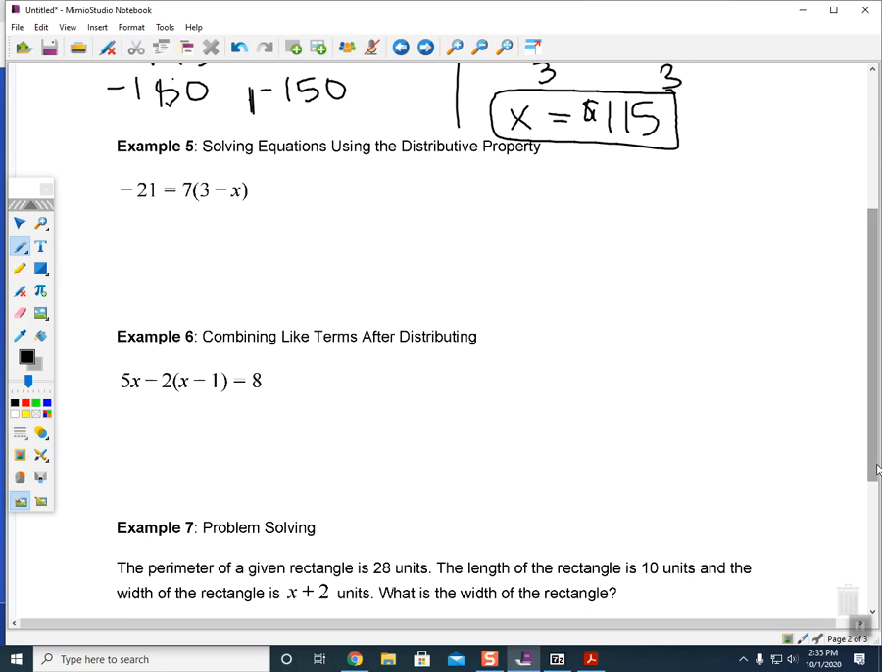Okay, all of the ones up until this point we haven't needed to distribute at all, but we are going to have to distribute now. So the first thing that I need to do when I look at something like this is distribute to both terms, right? So I still have my negative 21 out front.